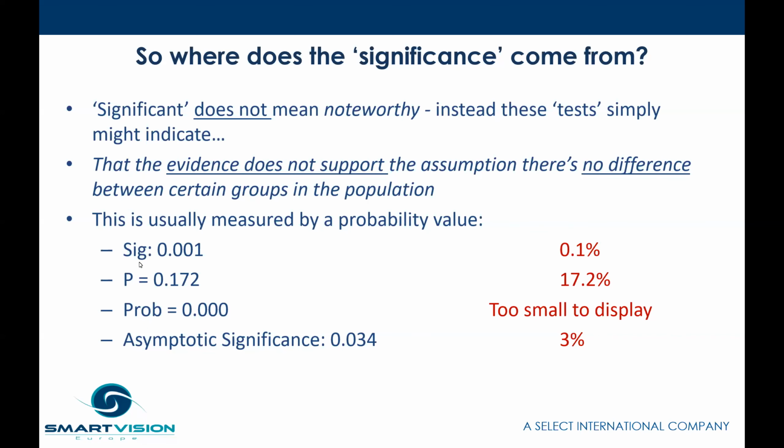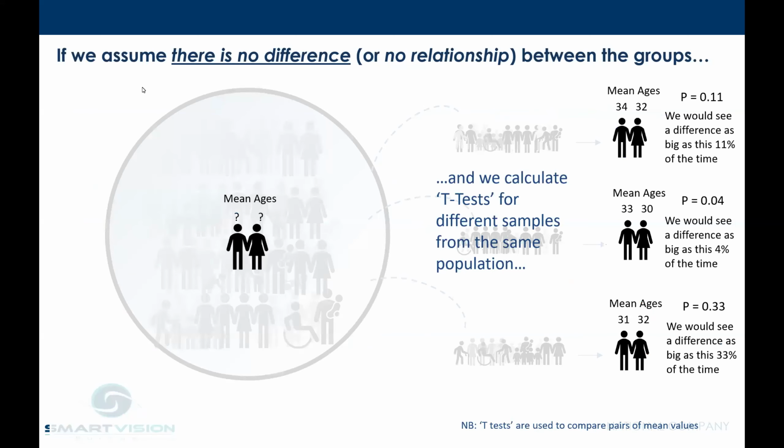After a while of using these tools, you don't really notice too much about whether it says SIG or P or prob or something like that. You get used to interpreting them in the same way. So if we assume there's no difference or no relationship between the two groups, and we were to ask for one of these P or SIG values or significance values, we could calculate what's called a t-test.